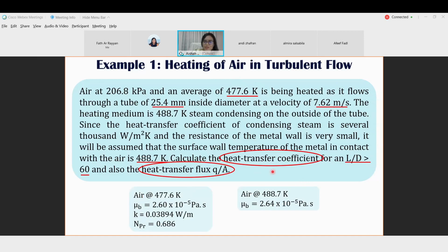Since the air coming in is at 477.6 Kelvin, and the air going out is at 488.7, we need to account for the viscosity of air at different temperatures. Okay, so let's try to solve this. Wait, why can't I?